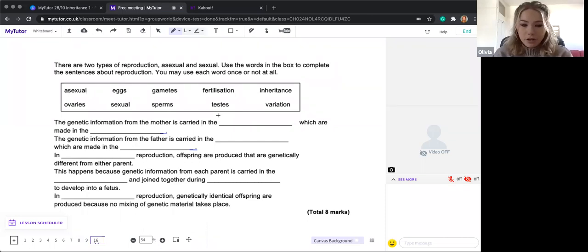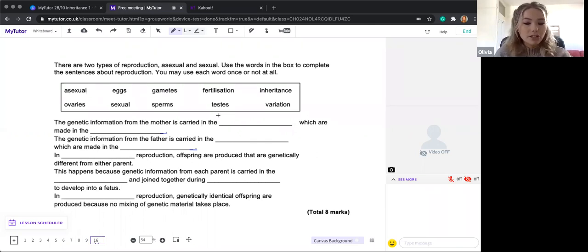In what type of reproduction are offspring produced that are genetically different from each parent? So that would be sexual reproduction. This happens because genetic information from each parent is carried in the what and joined together during what to develop into a fetus. So that would be carried in the gametes and joined together during fertilization.